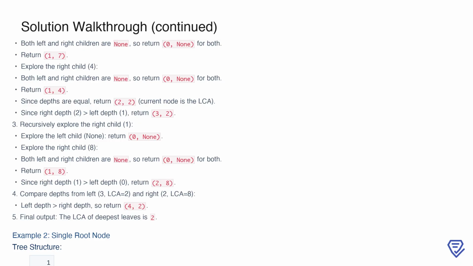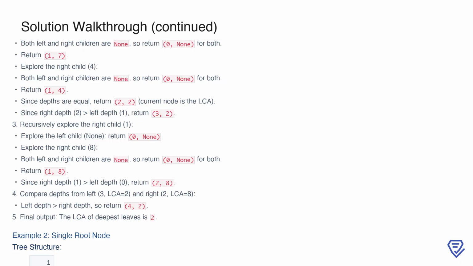Node 4, therefore, becomes the lowest common ancestor at this level, and we return a depth of 1 along with node 4. Now, comparing the depths of nodes 7 and 4, we find they are equal, so the current node, 2, becomes the lowest common ancestor at this level with a depth of 2. Returning to node 5, we compare the depths of its left subtree, which is 1 from node 6, and its right subtree, which is 2 from node 2. Since the right depth is greater, we return a depth of 3 along with node 2.